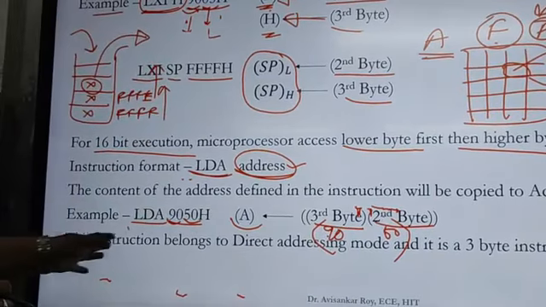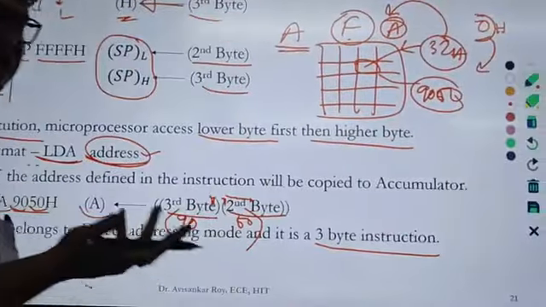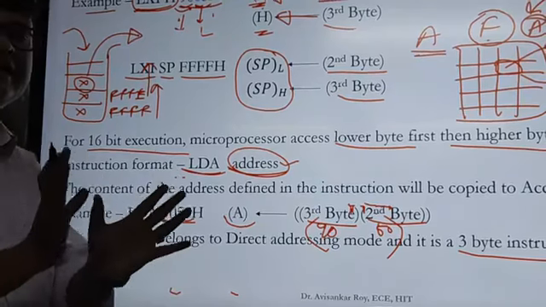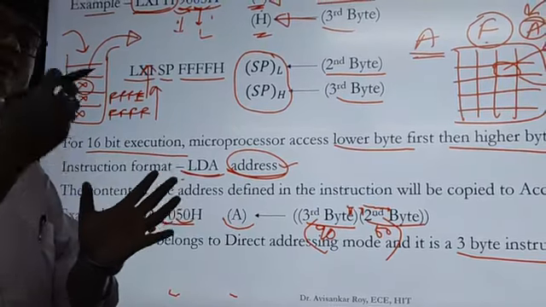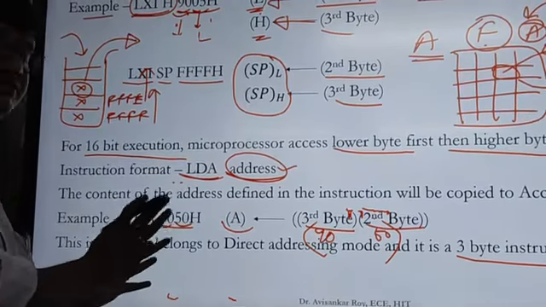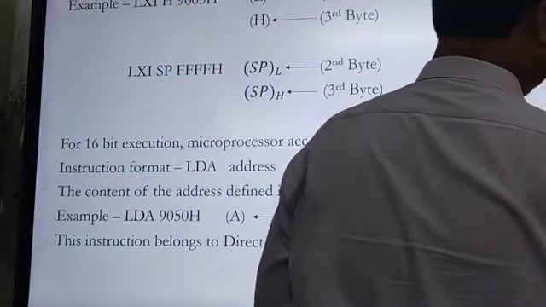So this instruction belongs to the direct addressing mode and is a 3-byte instruction. Because 3 bytes are required to represent the complete instruction, that is why it is a 3-byte instruction. And the address from where we can get the data is written directly in the instruction. That is why it is called the direct addressing mode. Very simple. So next.